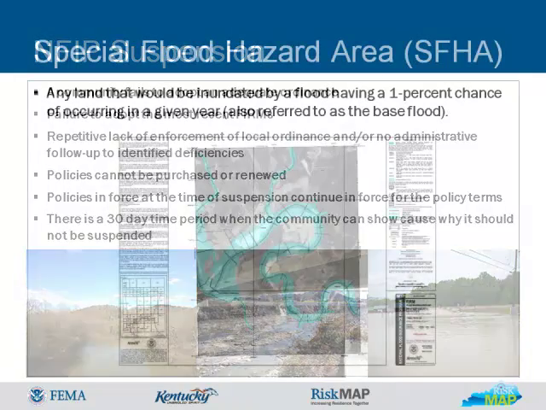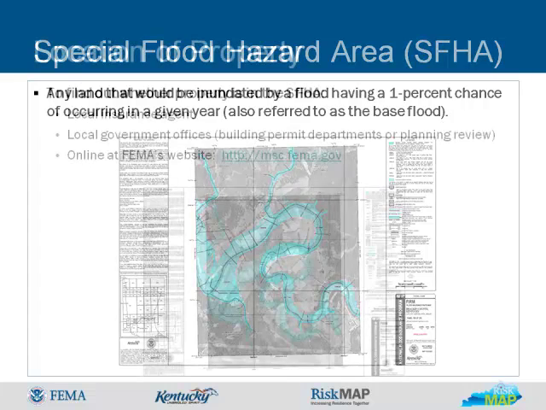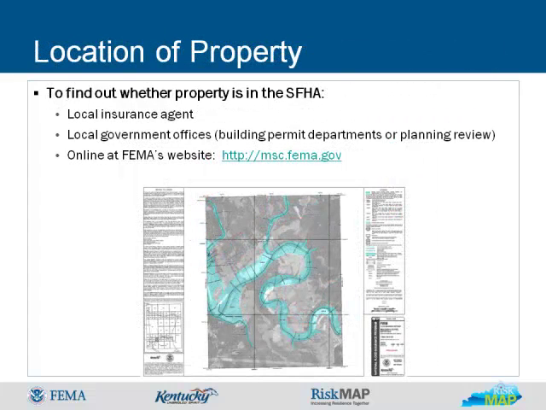As a part of the National Flood Insurance Program, FEMA identifies flood hazard areas throughout the United States and its territories. These areas are generally identified on a flood insurance rate map. This is a high-risk area defined as any land that would be inundated by a flood having a 1% chance of occurring in a given year. NFIP flood insurance coverage is available only in participating communities.